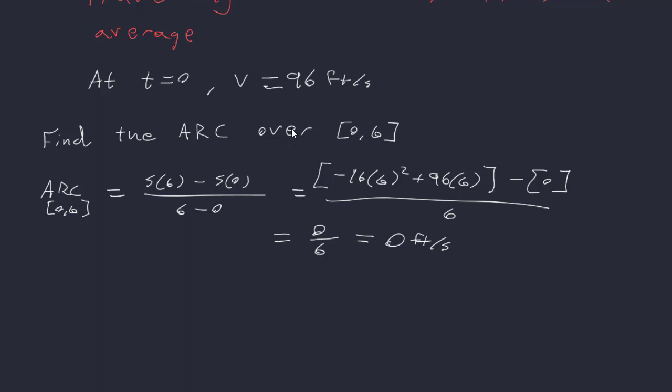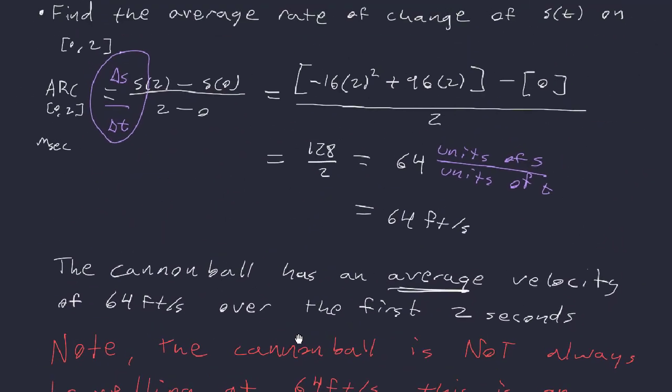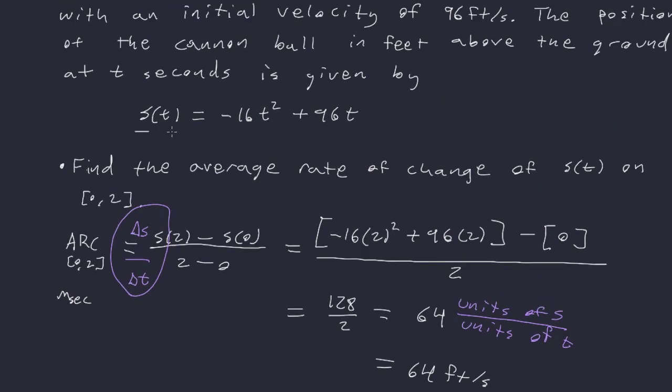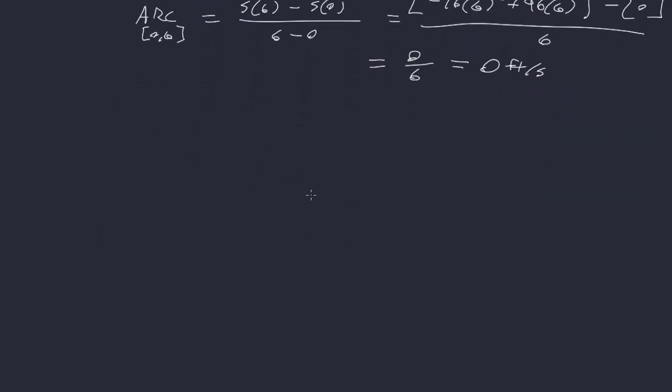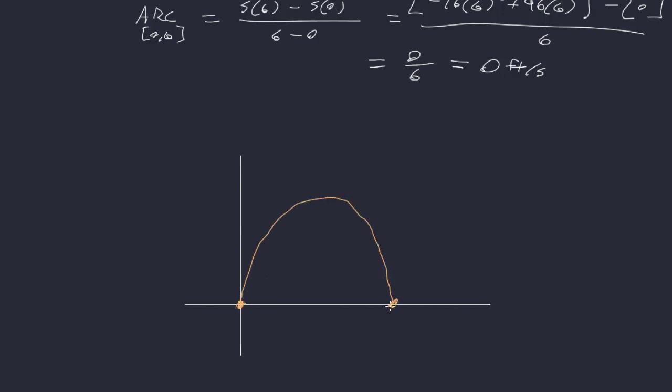However, if you think about this function that we started with, all the way back up here, this is a parabola, and this has 2 t-intercepts. So when we graph this, it's going to look like this. At 0, it's 0, and at 6, it's 0. And if we draw the secant line between a point on the x-axis and another point on the x-axis, the slope of the secant line is going to be 0.